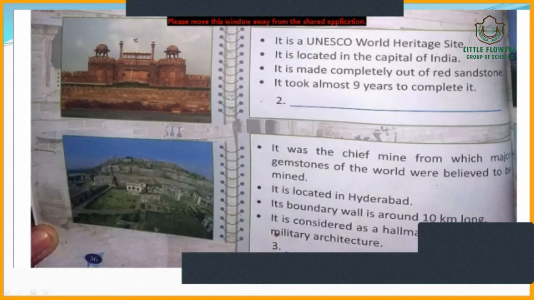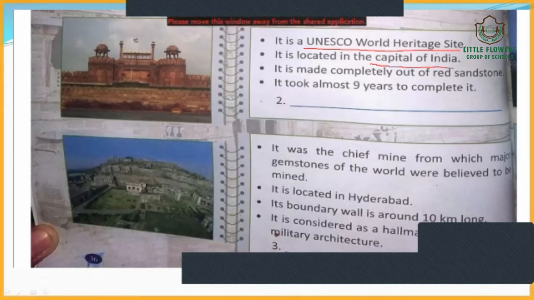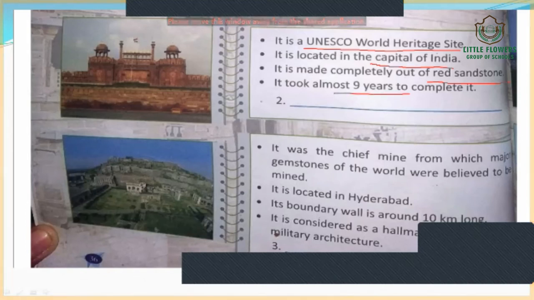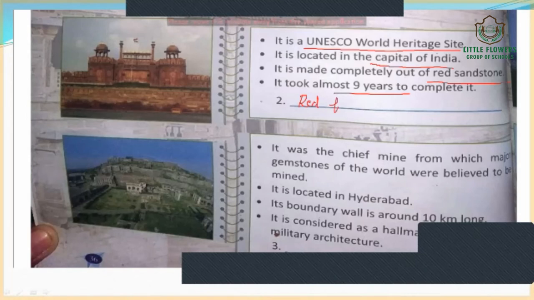The second clue is given about, look at here, UNESCO World Heritage Site. And where is it located? It is located in the capital of India, means in Delhi. And what is the next clue? Red sandstone it is made up of, and it took almost 9 years to complete. So what is the answer? Yes, Red Fort. Answer will be Red Fort.